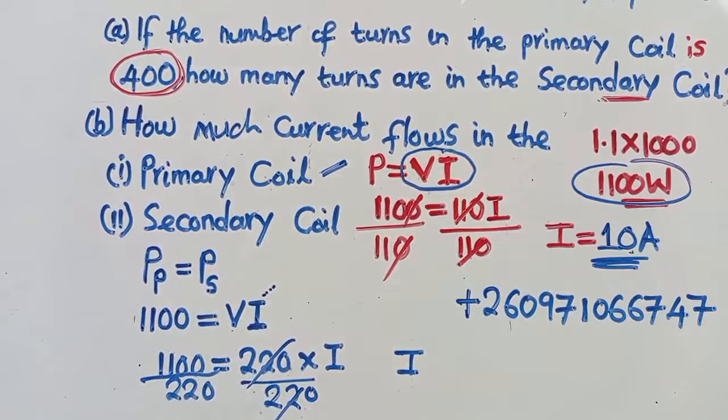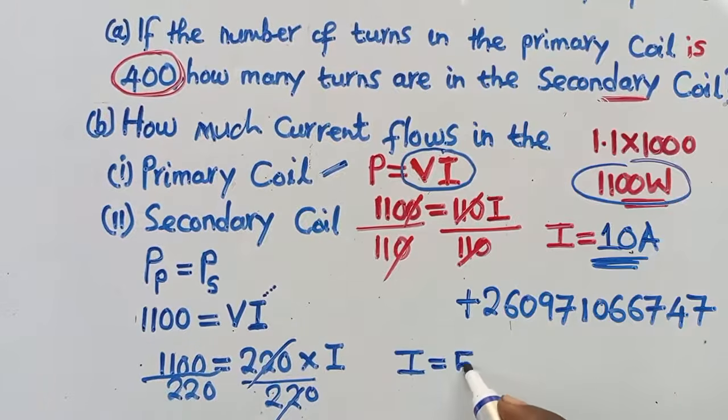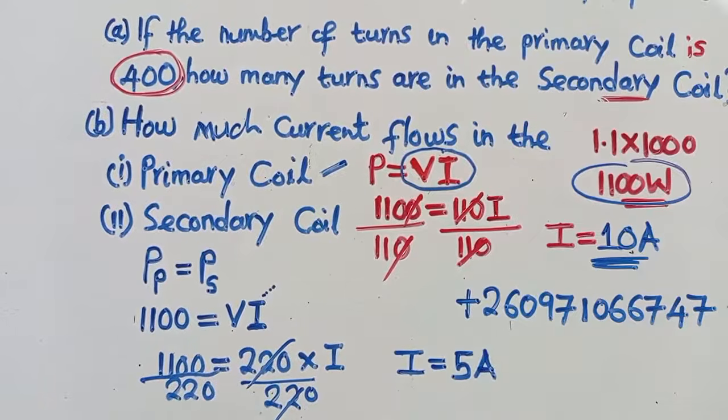What is the current now in the secondary? I'm saying 1,100 divided by 220. What answer are we getting? If we divide, we are getting 5. So the answer is 5 amps. This is what you need to do. So like this, we've answered this particular question.